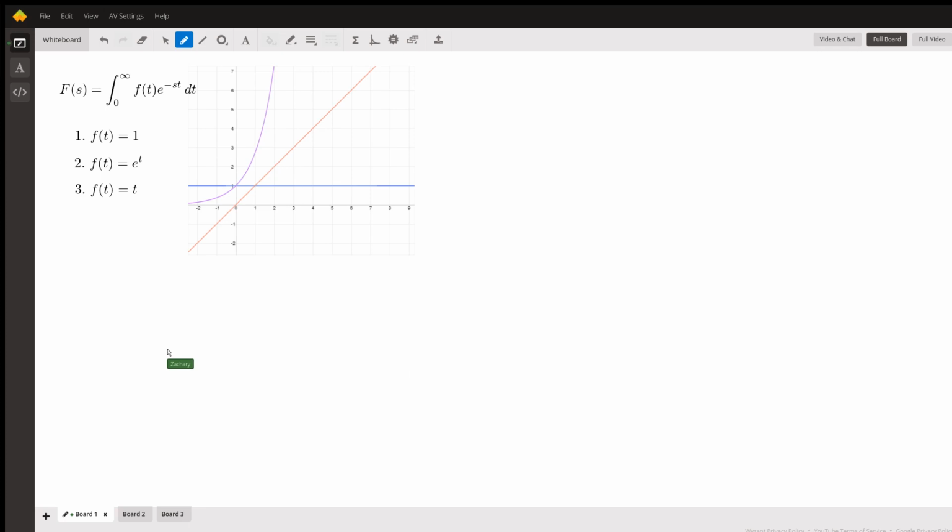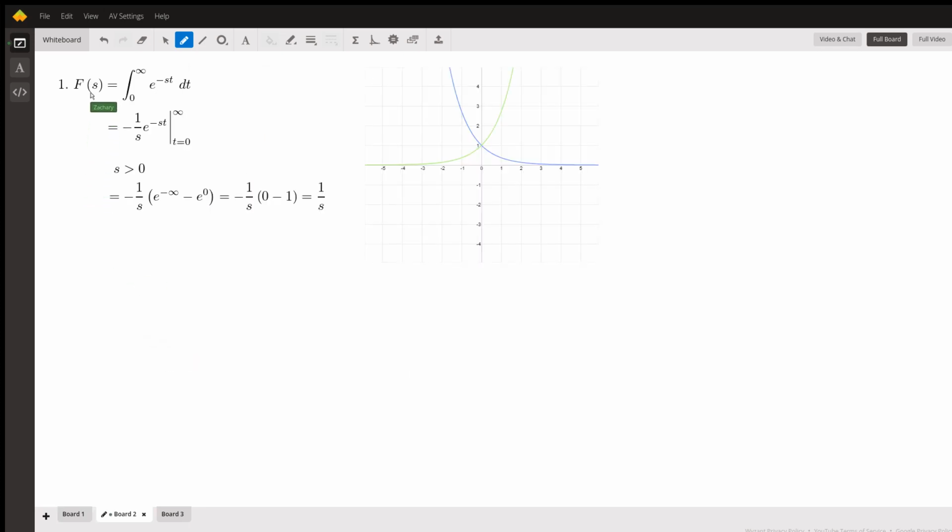So if we go to our first function, we have the Laplace transform of 1 is equal to 1 times e to the minus st dt integrated from 0 to infinity. And obviously, anything multiplied by 1 is itself. So it's just this integral that we're solving for. And again, we're treating s like a constant because we're integrating in terms of t. We're not integrating in terms of s, so we just treat it like a constant.